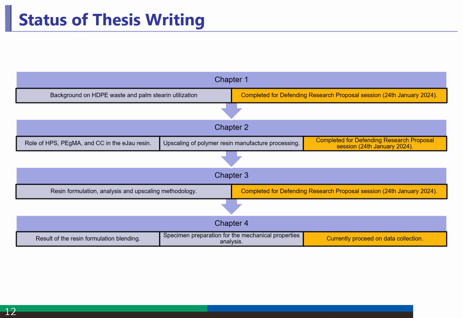Chapter 3 explains the resin formulation analysis and upscaling methodology. For chapter 3, I have completed it for the defending research proposal session on 24 January 2024. The last one, chapter 4, explains the result of the resin formulation blending and also specimen preparation for the mechanical property analysis. For chapter 4, I am currently proceeding with data collection on all types of analysis.